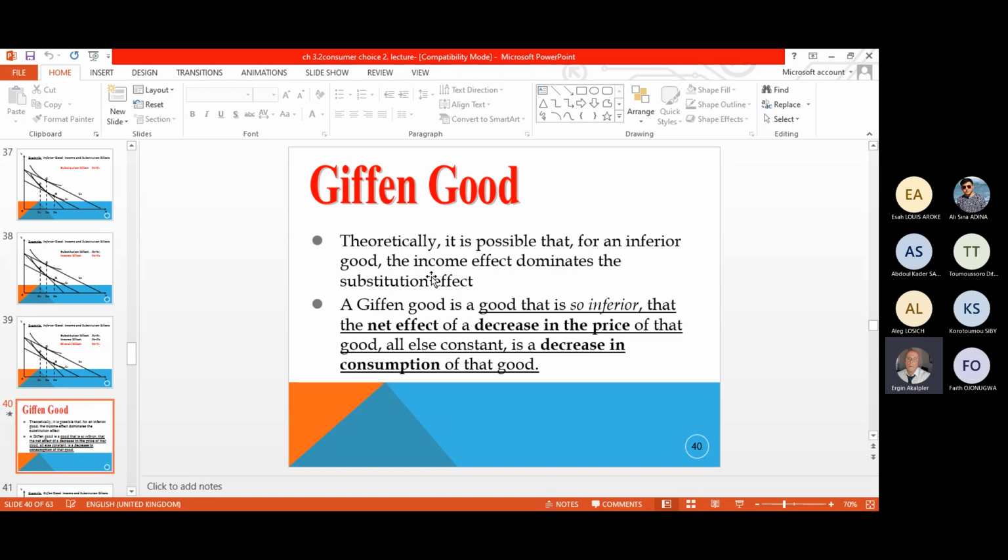A Giffen good is a good that is so inferior that the net effect of a decrease in the price of that good, all else constant, which means ceteris paribus, is a decrease in consumption of that good. So it is so inferior that the net effect of a decrease in the price of that good, with all other variables staying constant, also causes a decrease in consumption.